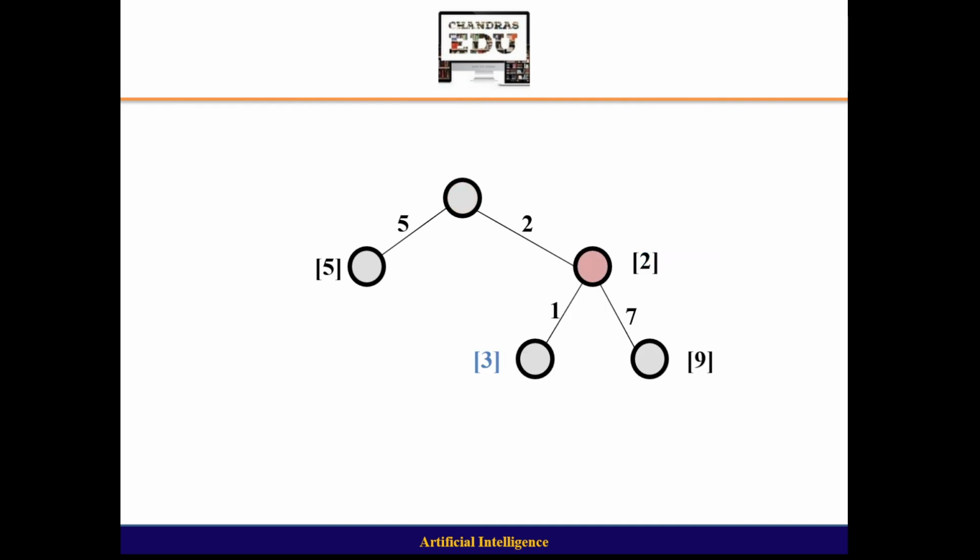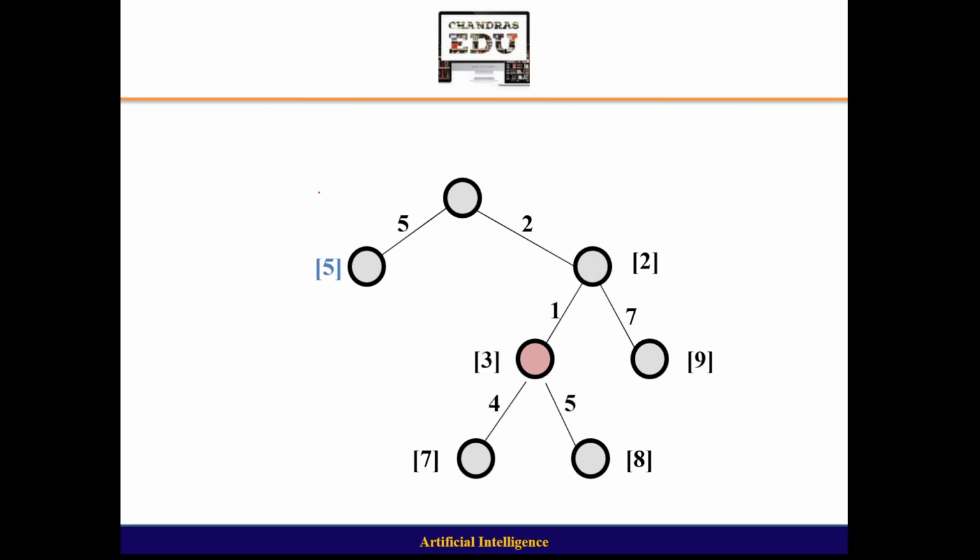Next, from this point it needs to move to the next level. We have 1 for this cost and 7 for this cost. As this 1 is much less, the total cost will be 3, so it is represented in blue. That means it has passed from the initial state to this state, and then it will take this path.